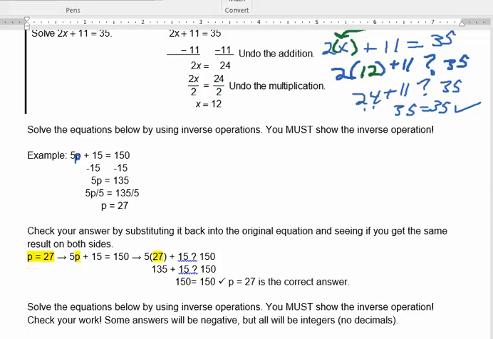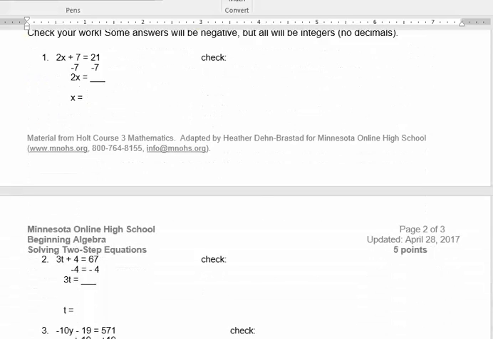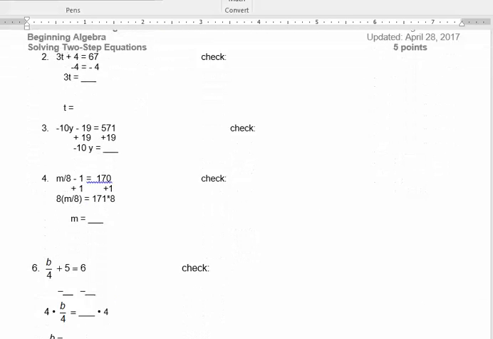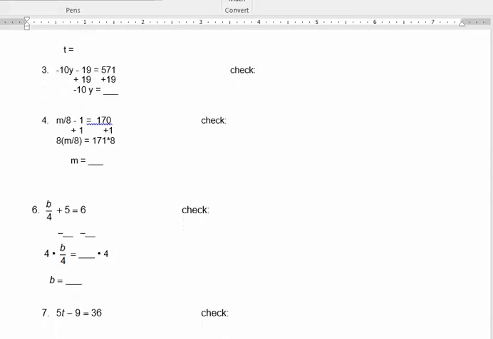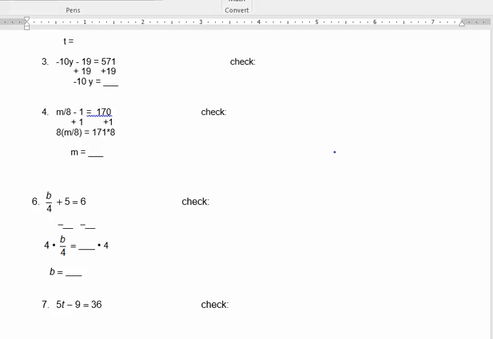Let's look at another example from your worksheet. Let's look at number 4. Okay, so number 4 is m divided by 8, and then minus 1 equals 170. So I've put the first step on here already. You're going to add 1 to both sides because that's the opposite of minus 1.